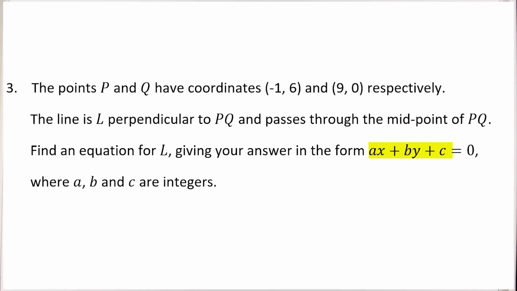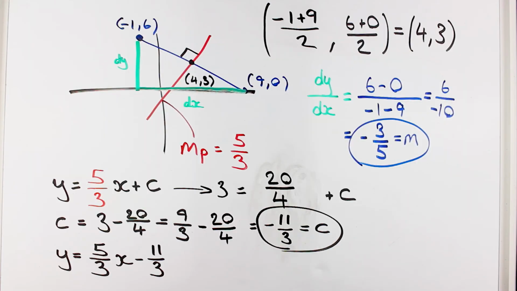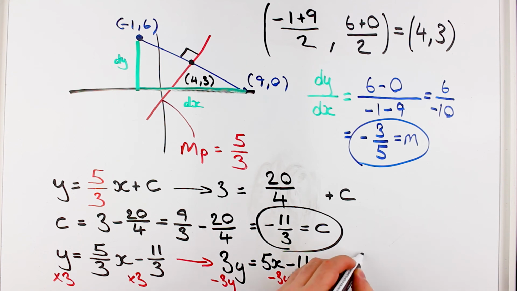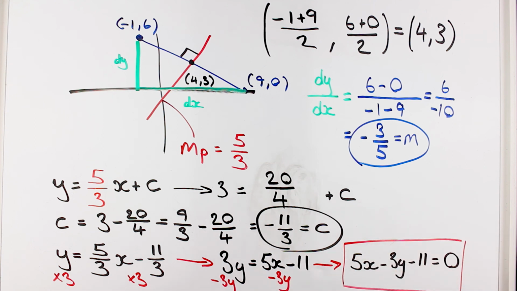But we want to put this in the form ax plus by plus c equals 0, where a, b, and c are integers, by the way. So we need to get rid of any fractions. We can see that the denominators are 3. So let's get rid of the denominators by multiplying both sides by 3. We then get 3y equals 5x minus 11. And remember, we want to put it as ax plus by plus c. So ax has a priority of being positive. If that means the y term has to be negative, it has to be. So we're going to take away 3y on both sides now. And then we get 5x, take away 3y, minus 11 equals 0. And that's it. This is our answer. This is the equation of the perpendicular line.